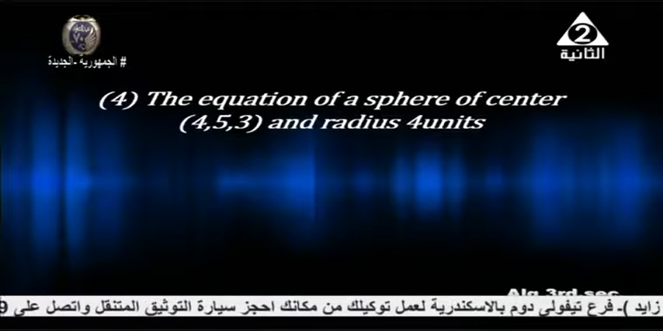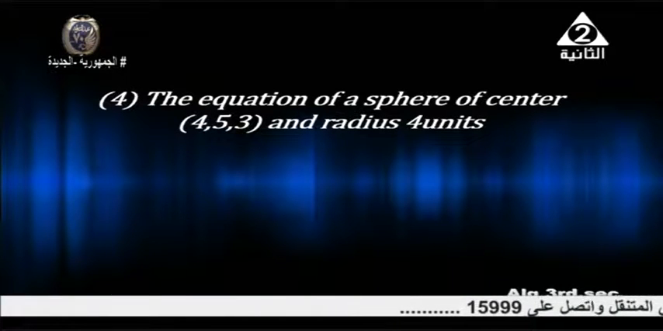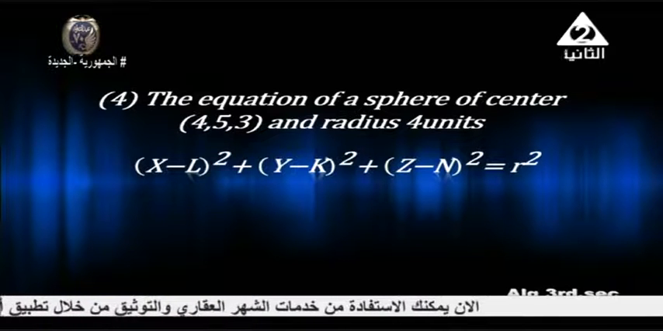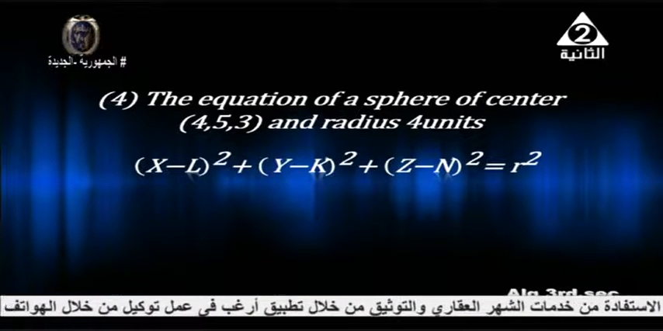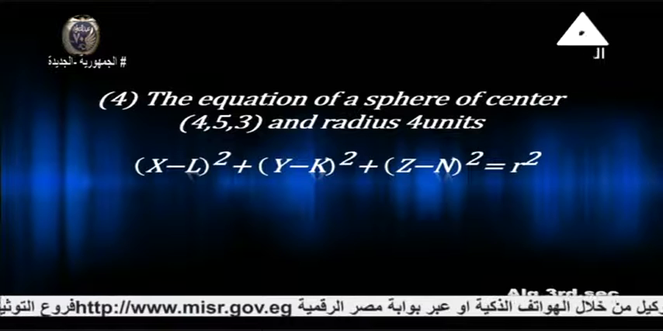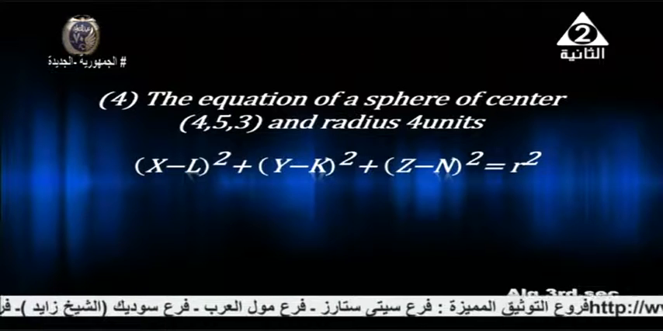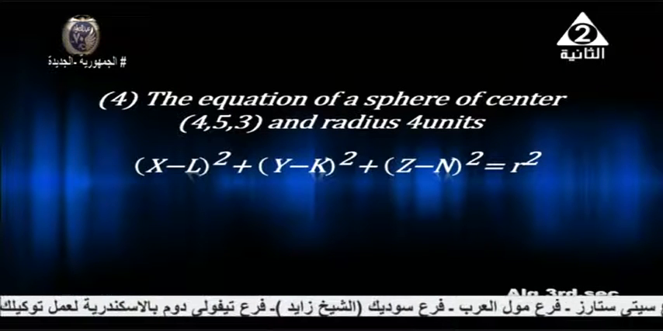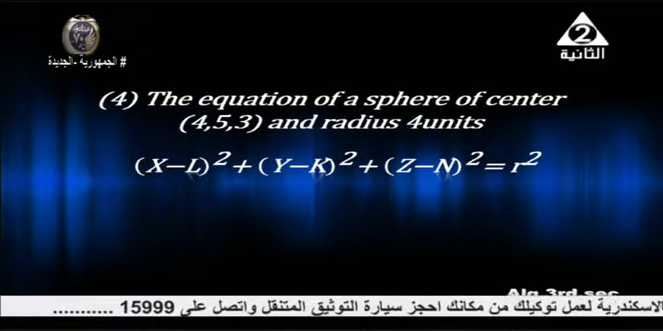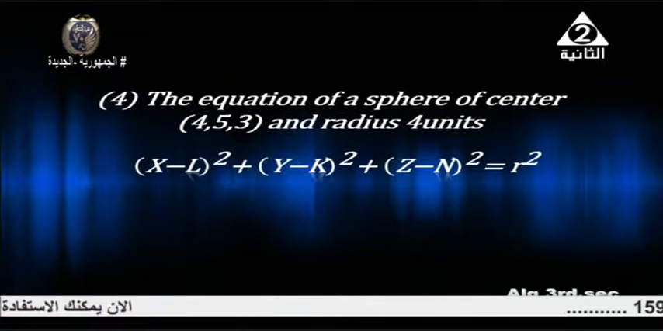Now we move to another example. The equation of a sphere of center (4, 5, 3) and radius 4 units. The standard equation of a sphere, my dear students, is (x minus L) squared plus (y minus K) squared plus (z minus N) squared equals radius squared. L, K, N is the center of the sphere. Don't forget this equation, very important.